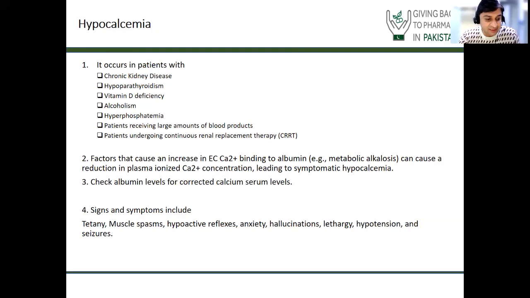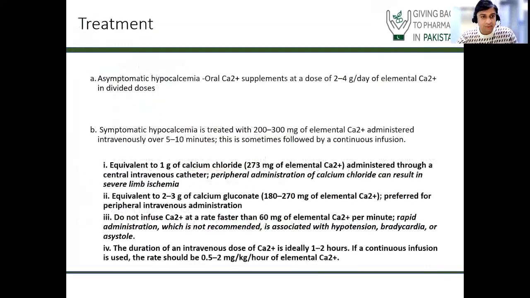So what happens in hypocalcemia? Those patients may have tetany, muscle spasm, hypoactive reflexes, anxiety, hallucination, lethargy, hypotension, and in very severe cases, those patients might have seizures. So what is the treatment? Remember, whether you have hypokalemia, hypocalcemia, or hypomagnesemia, if the patient is asymptomatic, always try to give the oral replacement.